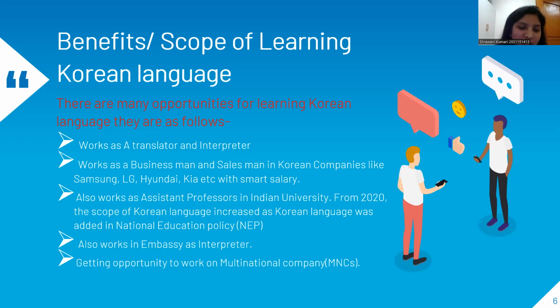And the third one is also work in an embassy as an interpreter. And the last one is getting the opportunity to work in multinational companies. There are lots of seniors who work in multinational companies, and they also work for their own companies. So these are all better opportunities for the Korean language learner in order to explore their language skill. And with the help of language skill, they can get a fruitful result through the Korean language.